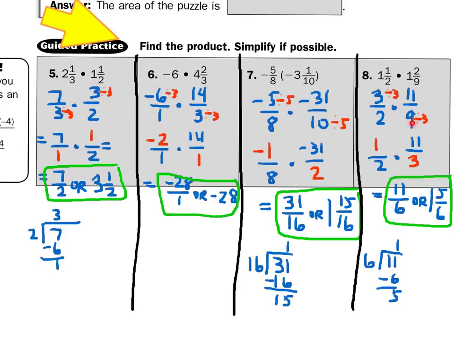And now look across, I can see the 3 and the 9, they have a common factor of 3, so I divided both by 3. 3 divided by 3 gives me 1. I brought the 2 down, brought the 11 down, and 9 divided by 3 gives me 3. And now multiply straight across. 1 times 11 gives me 11. 2 times 3 gives me 6. 11 over 6 is a great answer, or put the 11 on the inside, the 6 on the outside, and divide. 6 goes into 11 one time, and there's 5 left over. So that would be 1 and 5 over 6.